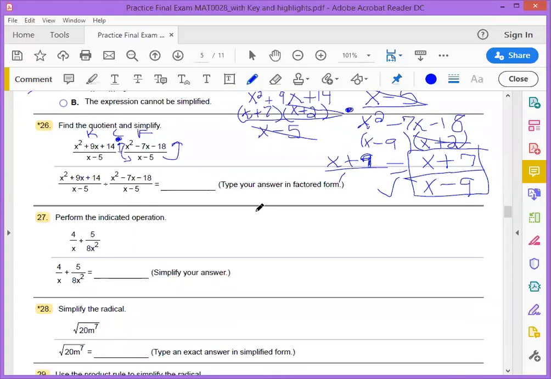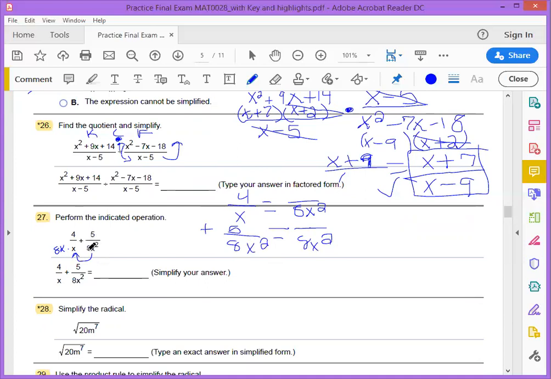All right, let's look at number 27. We have 4 divided by x plus 5 divided by 8x squared. Now remember, you can't add or subtract any fractions unless they have the same denominator. So we have to get the common denominator. I have 8x squared and x. Now I can multiply this x times 8x and make it equivalent to 8x squared. That's what we have to do. We want both of our denominators to become 8x squared.